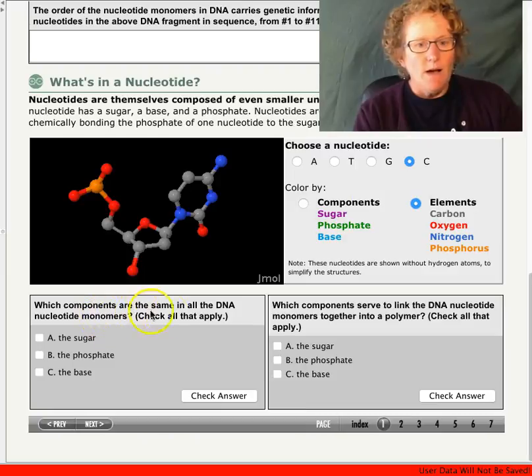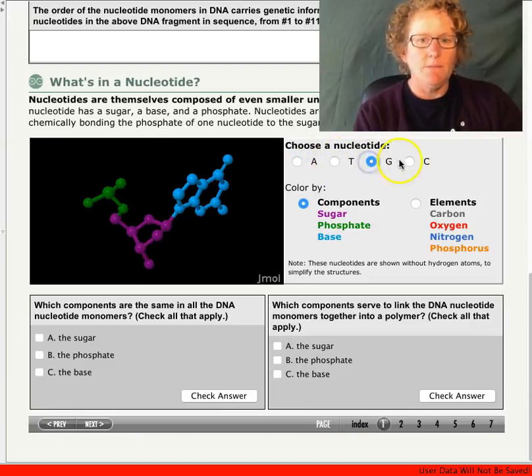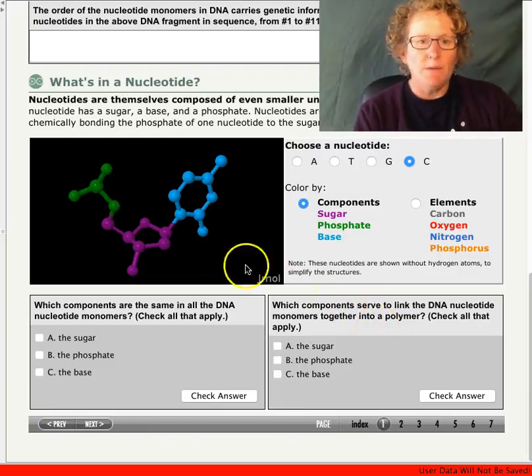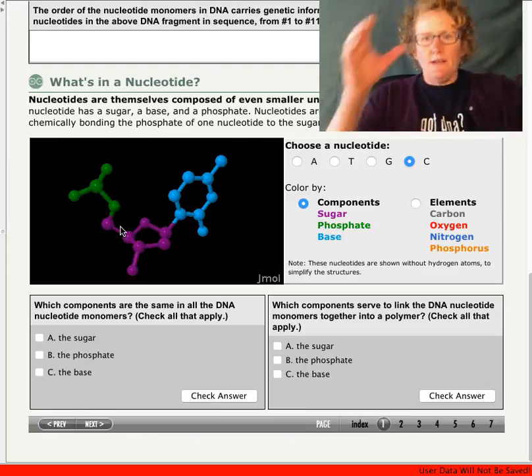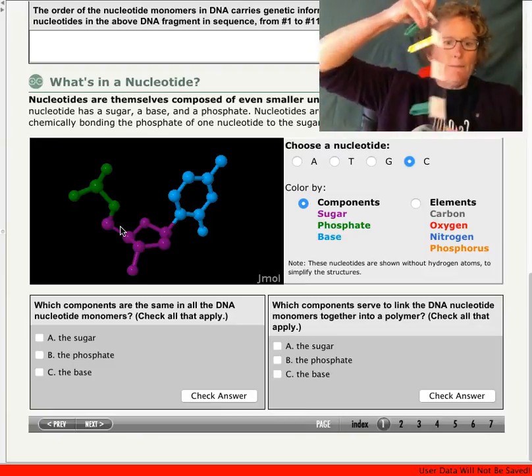Which components are the same in the DNA? Well, I'll click through one more time. The green and the purple stay the same. So you can look and see what's green and purple here. Which components serve to link the DNA nucleotide monomers together into a polymer? Well, these bases connect to each other in the middle of the DNA. These guys link to each other. They're the sides of the DNA, like the sides of the ladder. This represents the sugar and the phosphate here.